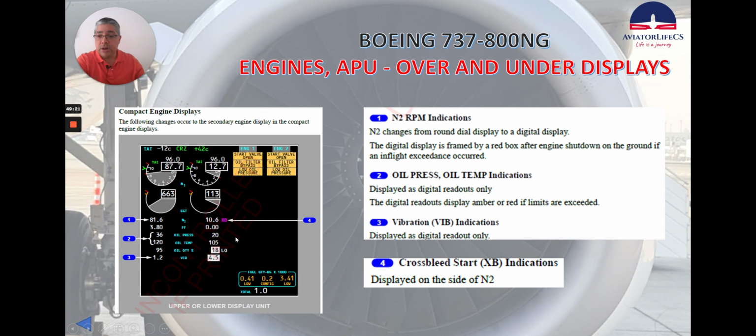You see the oil pressure and the oil temperature displayed as digital readouts only. The digital readouts display amber or red if limits are exceeded. The vibration indications are displayed as a digital readout only. Cross-bleed start indications are displayed on the side of N2 here.